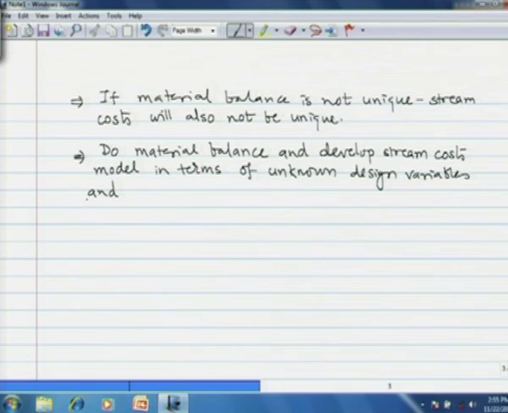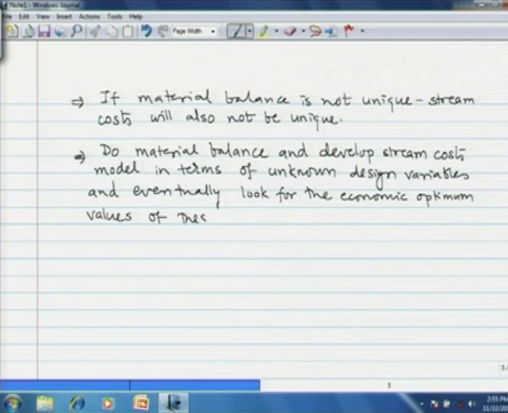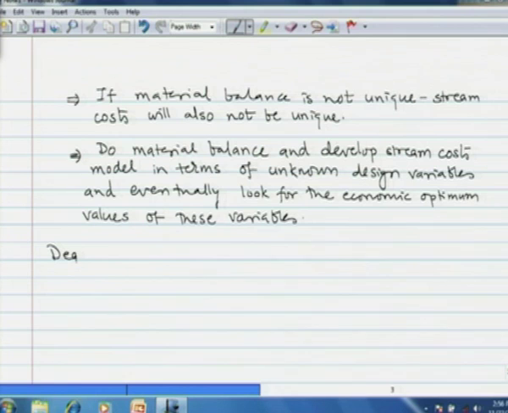And once we develop such a model, then we have to do the optimization studies. It is eventually look for the economic optimum values of these variables. Now, we shall see the application of these principles with an example. Before we do that, let us see what are the degrees of freedom or what are the design variables that we can have.